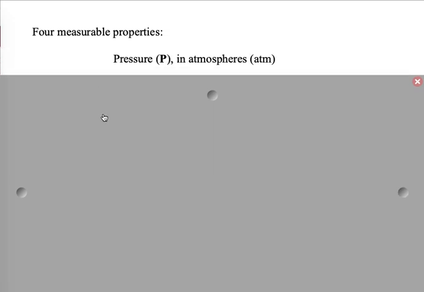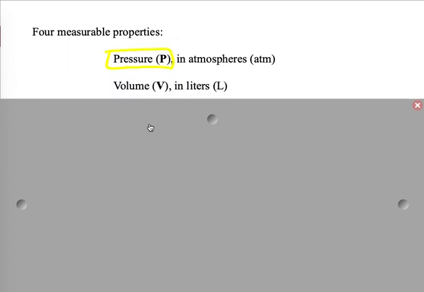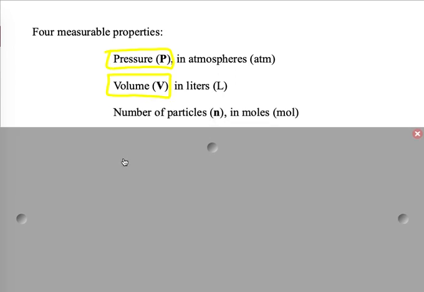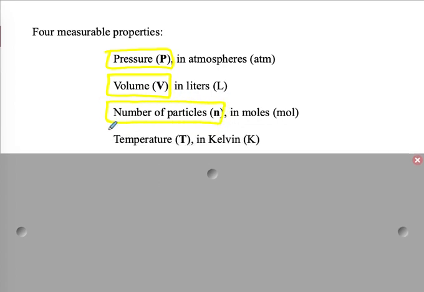The pressure exerted by the sample of gas, which we will commonly measure in atmospheres. The volume occupied by the sample of gas, for which we'll mostly use liters. The number of particles in the sample of gas measured in moles, and the temperature of the gas in Kelvin.